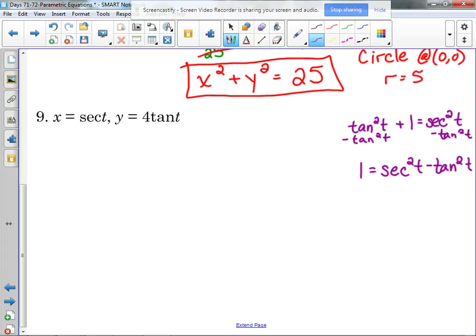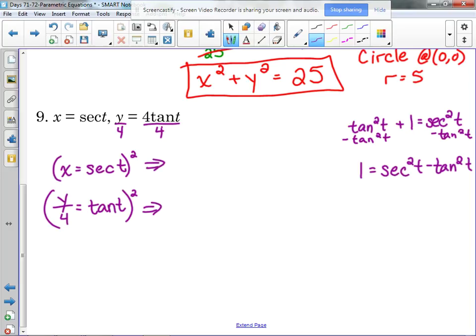Okay, so let's repeat the process of what we did a minute ago. For x, the secant is already isolated. We don't have to divide anything there. For the y, we do need to divide. So we have x is equal to the secant of t. We have y over 4 is equal to the tangent of t. We need those trig functions to be squared. So square both of these equations. We get x squared is equal to secant squared t, and we get y squared over 16 is equal to tangent squared of t.